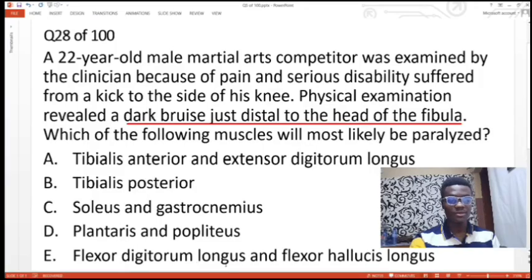Flexor digitorum longus and flexor hallucis longus are two muscles of the posterior compartment of the leg, and they are supplied by the tibial nerve. So all the muscles from option B to option E are supplied by the tibial nerve, and option A is supplied by the deep peroneal nerve, a branch of the common peroneal nerve, which makes option A the correct answer in this case.